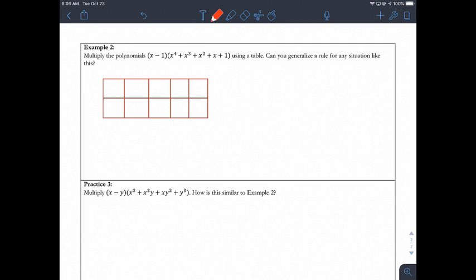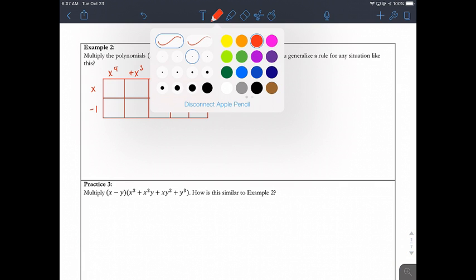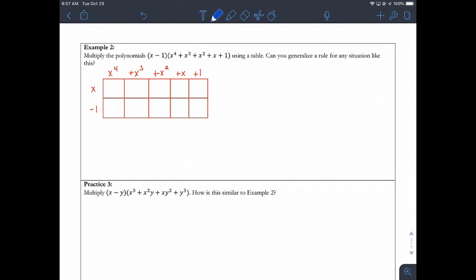Okay, we've got x minus 1 on the side, and we've got x to the fourth plus x cubed plus x squared plus x plus 1 on the top. So the problem asks us to generalize a rule for any situation like this after we do our multiplication. So first off, we've got to do our multiplication. X to the fourth times x is x to the fifth. X times x cubed is x to the fourth. X times x squared is x cubed. X times x is x squared. And x times 1 is x.